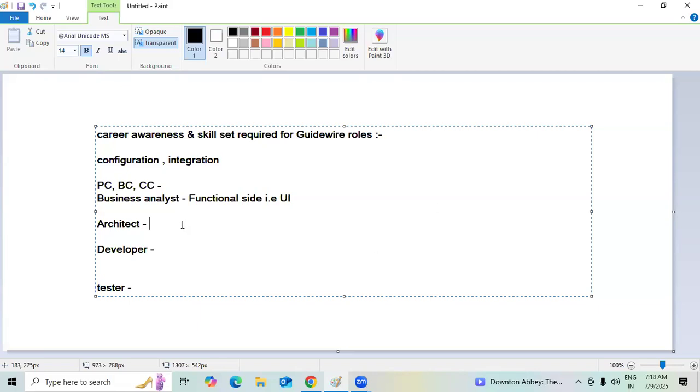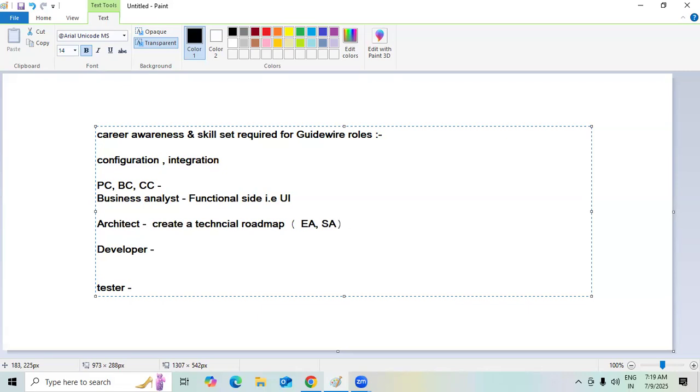Next, architects. Architects are the people who create a technical roadmap. This is generally what the role of an architect stands for. Architects are the people who develop architecture for the project. Generally there are different architectures, majorly two: one is enterprise architecture and the other is solution architecture.